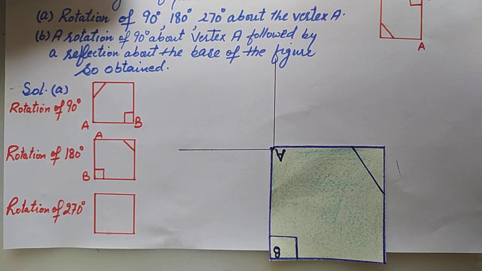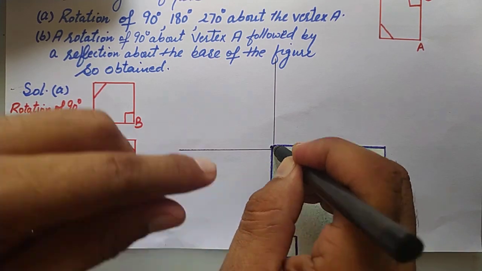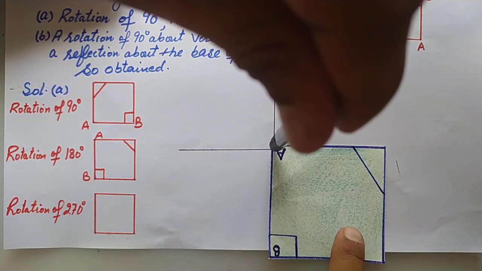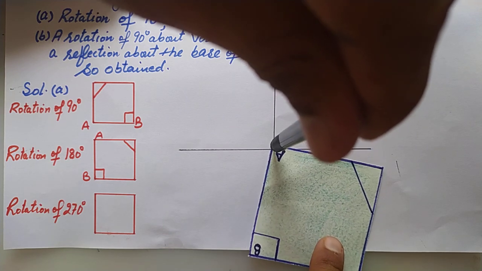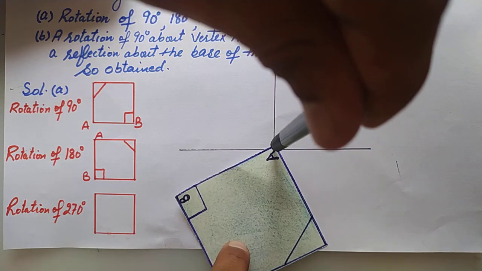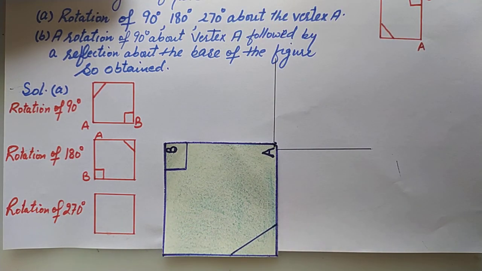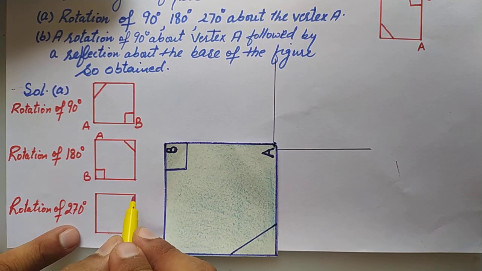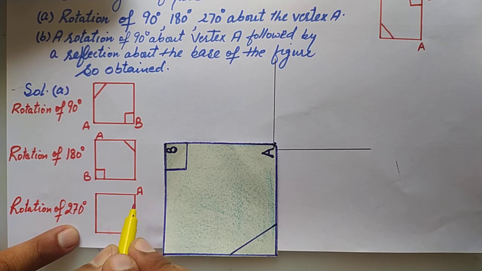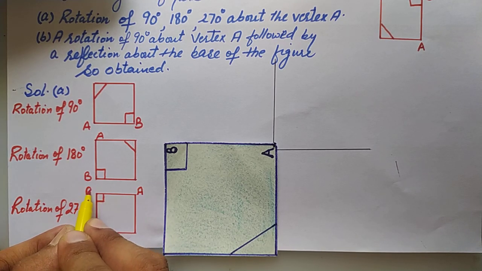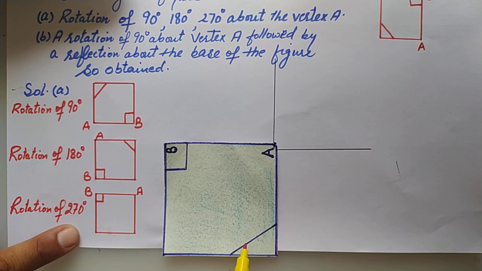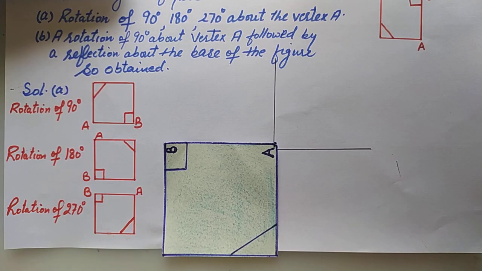Okay, so let's rotate by 270 degrees. It means 90 degrees more rotation. It is already 180, so one more rotation of 90 degrees will complete its 270 degrees. So the figure will come like this. Vertex A will be showing here, B here, and this will be here. This way we will show its 90, 180 and 270 degree rotations. So let's see what the second part is.